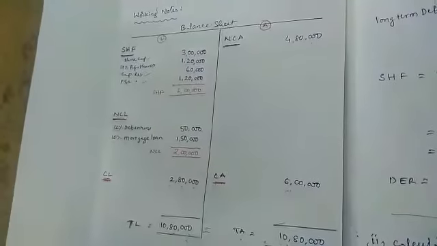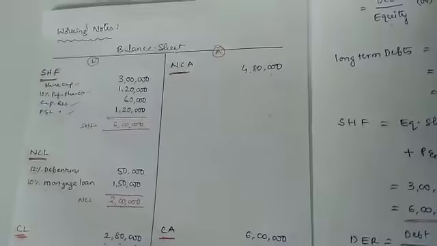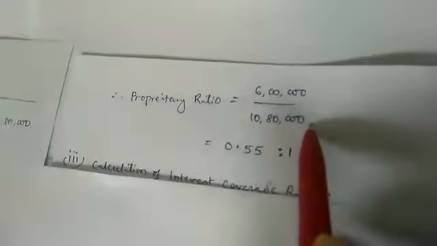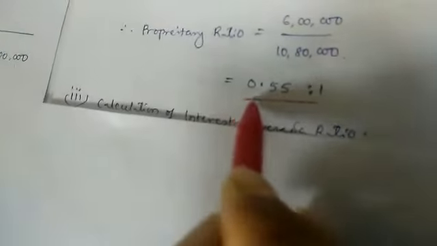Next, what do we require? Total assets. Total liabilities is equal to total assets. Here the total assets are showing how much? 10,80,000. So you consider this amount and this amount. Shareholder funds are showing 6 lakhs and total assets are showing 10 lakhs 80,000. Now the answer is 0.55:1. This is the second ratio.